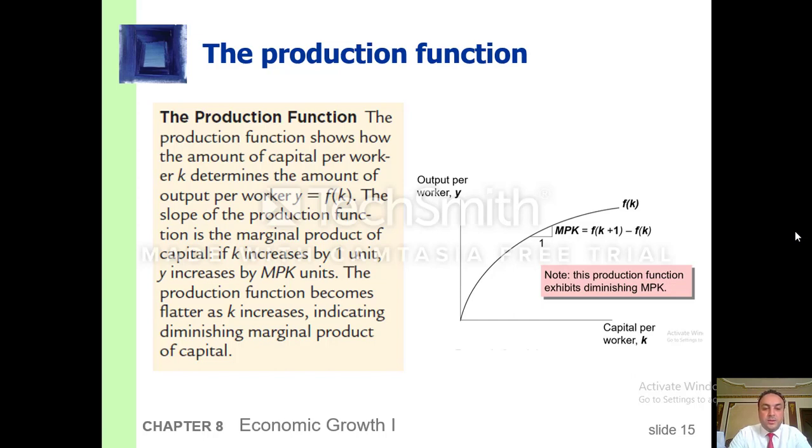If k small increases by 1 unit, if the capital per worker on the horizontal axis increases by 1 unit, the output per worker on the vertical axis will increase by MPK units, or marginal product of capital. So the production function becomes flatter, as we can see from the curve, as k increases, indicating what? The diminishing marginal product of capital.